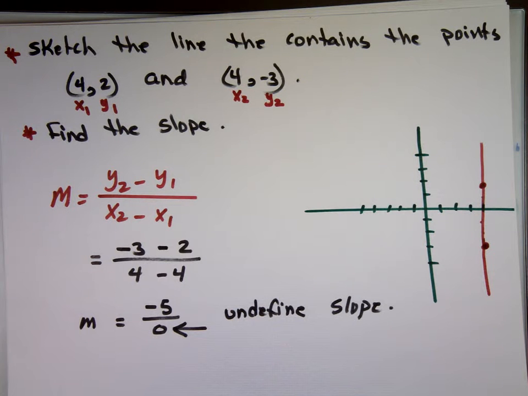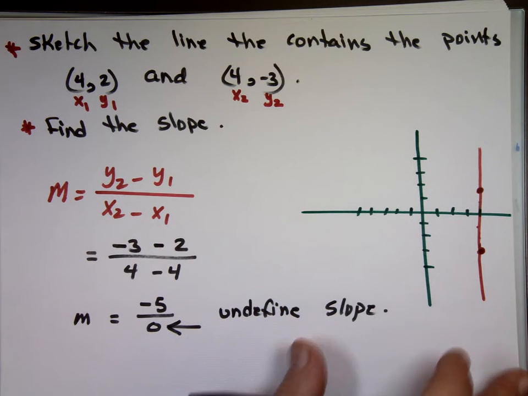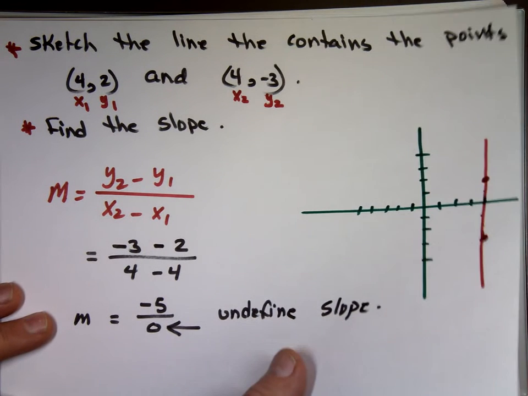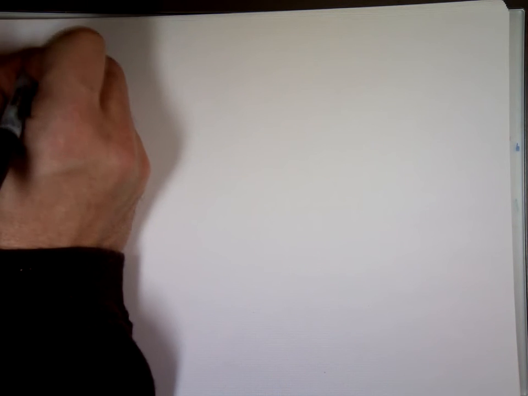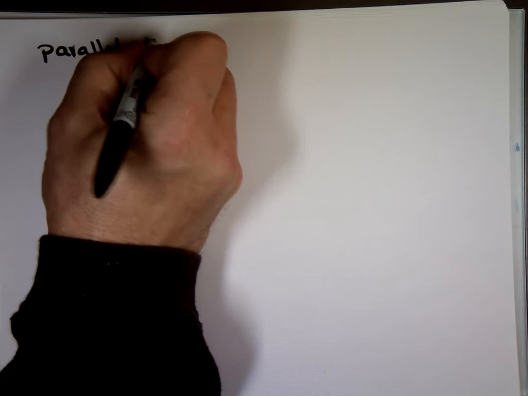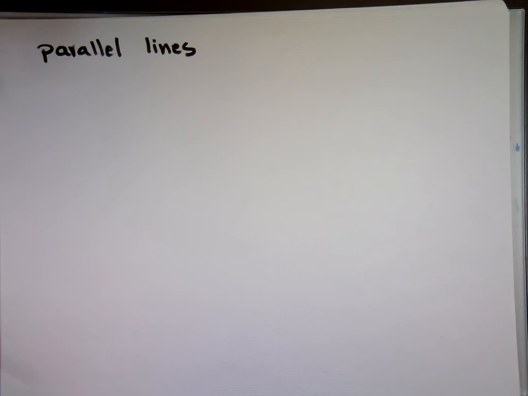Two things left in this section, then we're done. When we say parallel lines, we talk about parallel lines and perpendicular lines. Let's look at parallel. If you look at the lines, parallel lines, they look something like this.